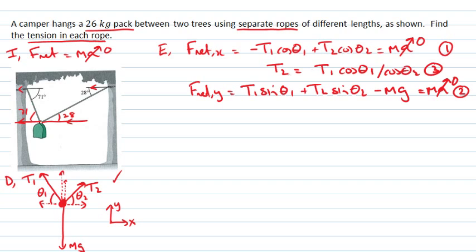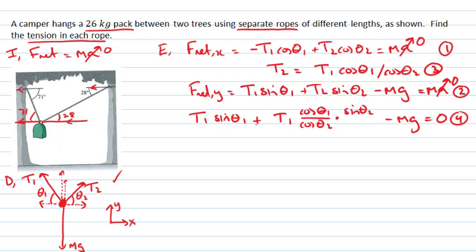So now I can substitute equation 3 into equation 2, and that way this new equation will only have T1 in it. So I'll just have T1 sine of theta 1 plus, now I've got T2 here, I will substitute in T1 cosine of theta 1 divided by cosine of theta 2. That's then multiplied, so that whole thing there is T2. Multiply that by sine of theta 2, and then minus mg is equal to 0, so that's my equation 4.